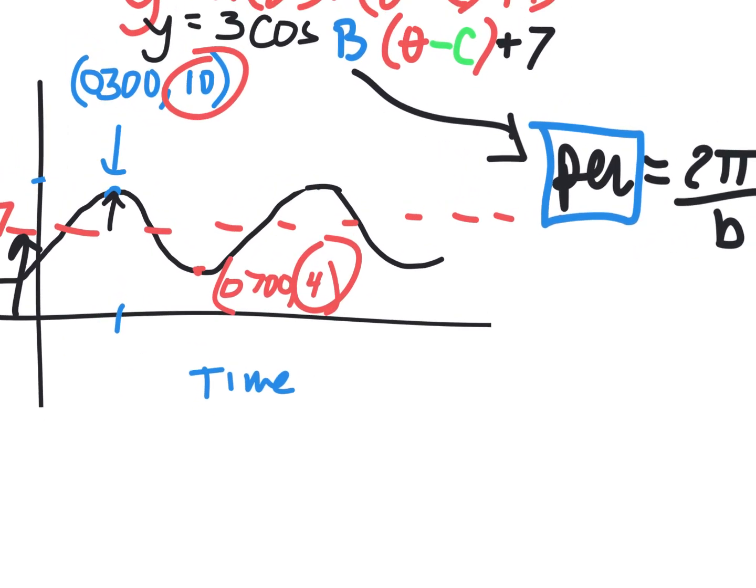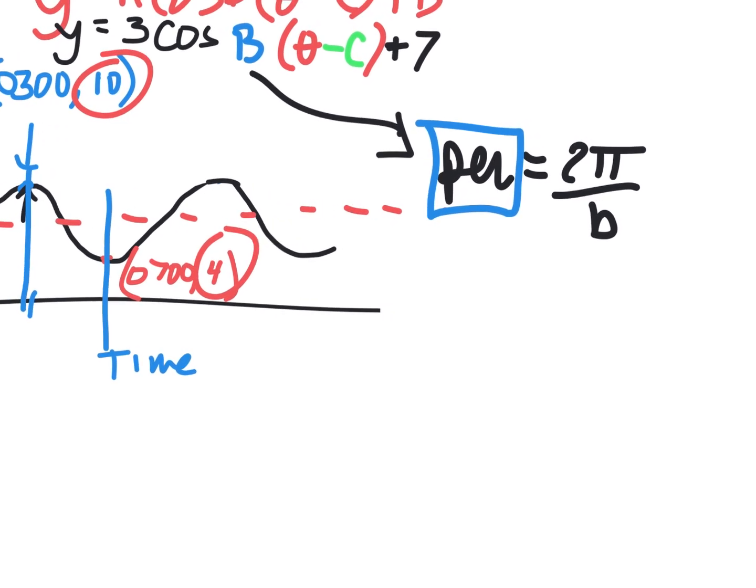All right, hint. From here to here is half of a complete cycle. How far was it, Nico, from the two blue lines? 400, as in 4 hours. So then what's the period? So then the period is that times 2. So therefore it's 800 equals 2 pi over B.